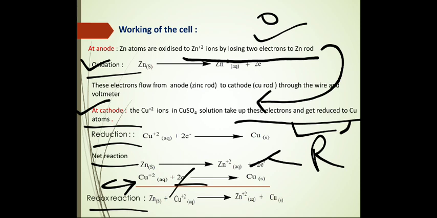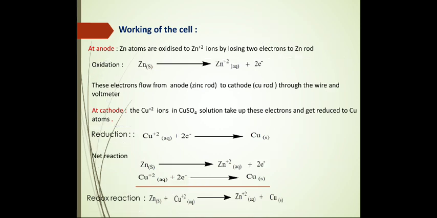The plus 2 cancels out, and the remaining reaction we have to put below the reactions. So this is the working of the cell at the anode and at the cathode. At the anode, oxidation is going on, and at the cathode, reduction is going on. The electrons are generated at the anode and consumed at the cathode.